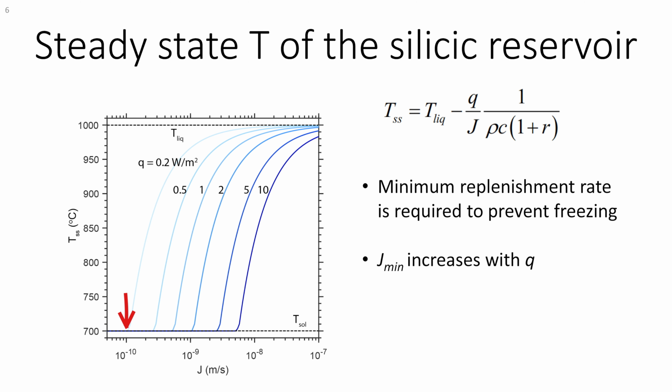Lines with different colors represent different values of heat loss flux. We found that a minimum J is required to prevent the silicic reservoir from freezing. If J is infinite, the magma reservoir would be at the liquidus temperature of the input magma. For larger values of heat loss, the minimum J needs to be higher. To the first order, the heat loss through the crustal layer is proportional to a linear geothermal gradient. The hydrothermal system, like those in and around Yellowstone, can significantly increase the effective thermal diffusivity, and therefore requires higher minimum J.